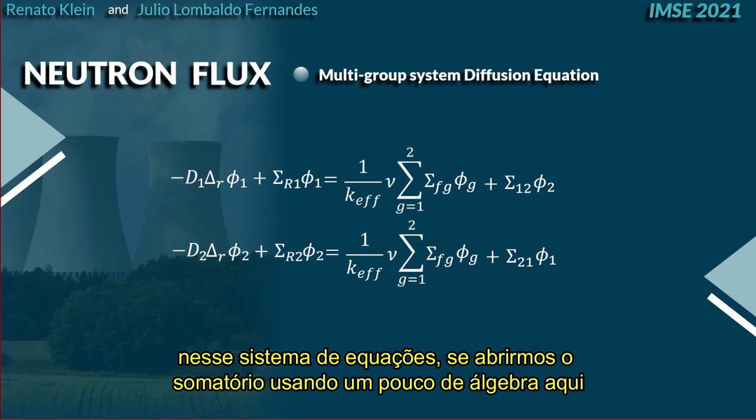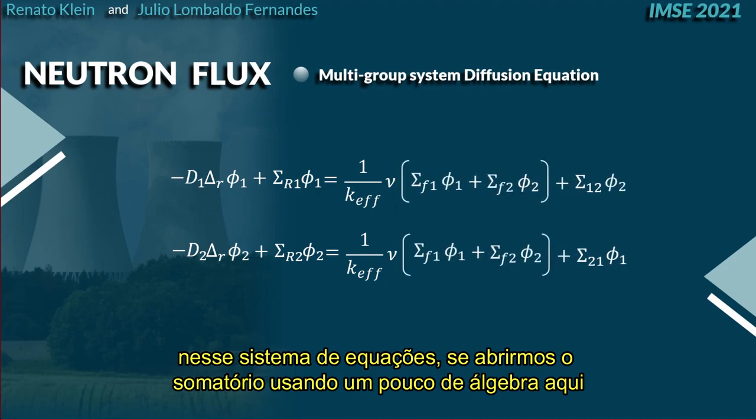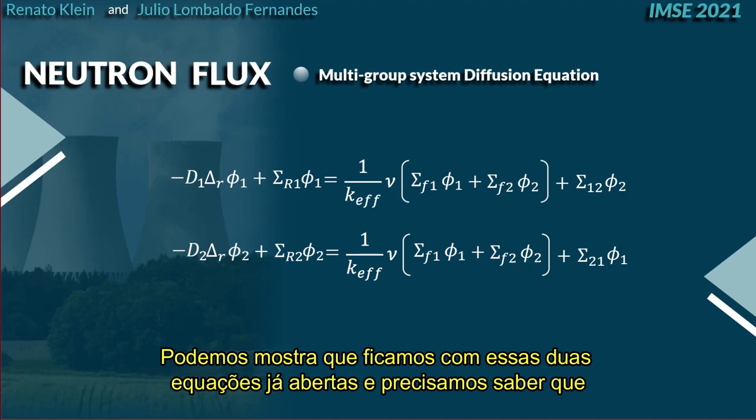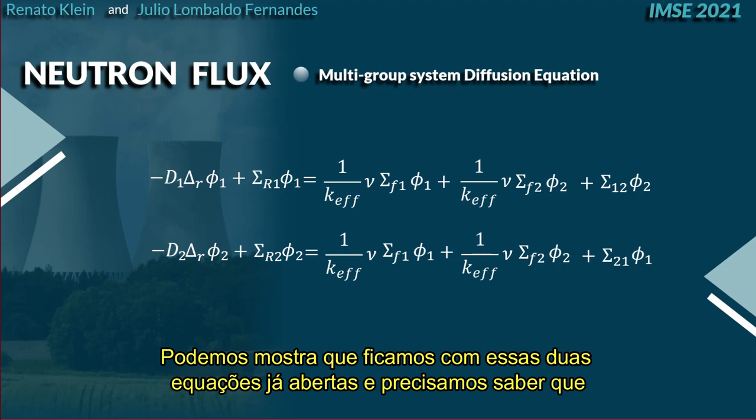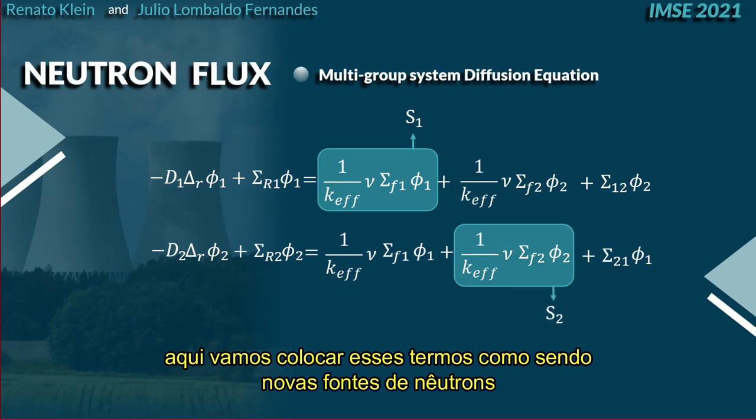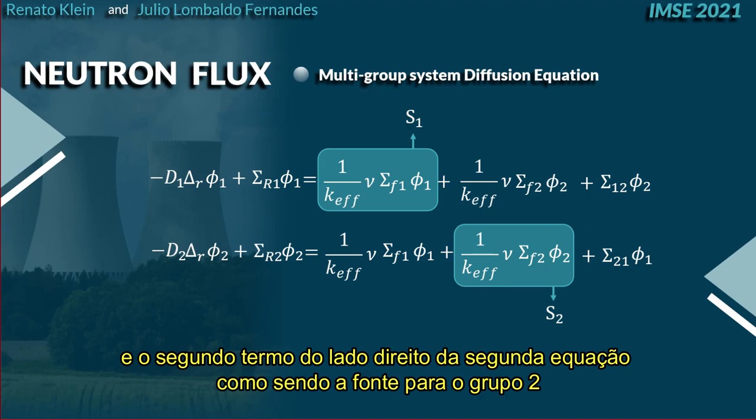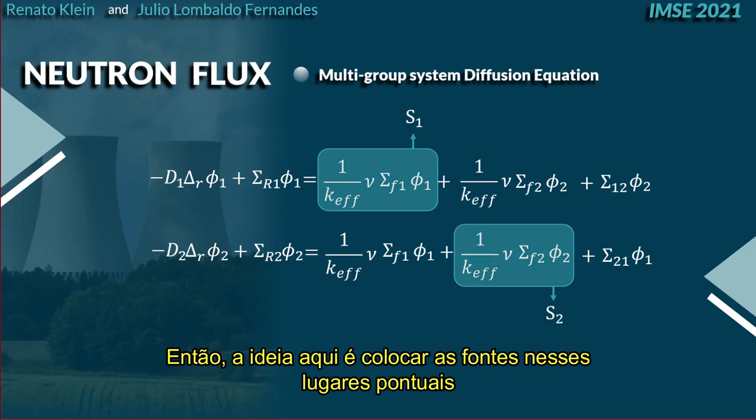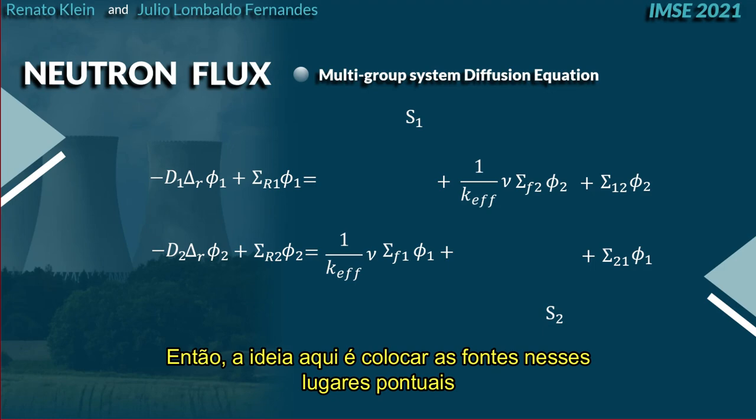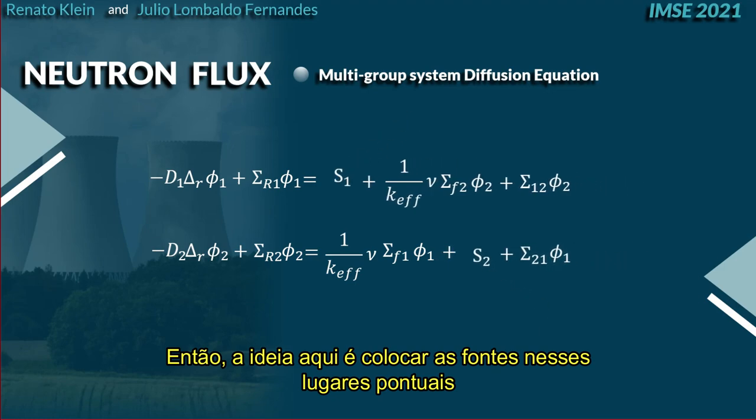And this system of equations, if we open a little bit more, open the summatory, and of course using some algebra here, we can show these two equations, and we need to know that here we just put the new source terms. For example, we consider the first term in the right hand side of the first equation as a source for group 1, and the second term from the right hand side as a source for group 2. So the idea here is just to change this and put the source in the point.